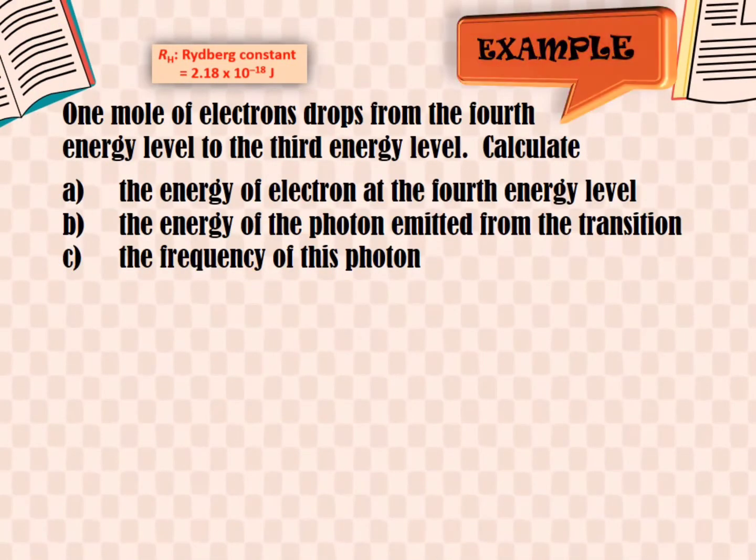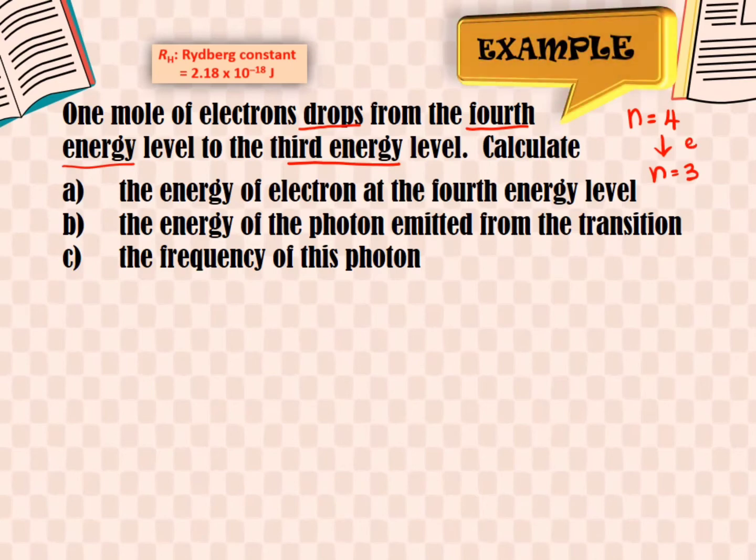Alright guys, so now we look at the example, how to use all the formula that I show you just now. So this is the first example. What we need to do is read the question first and take out all the information. So 1 mole of electron drops. Drops maksudnya from higher to lower, from 4th energy level to 3rd energy level. It means that the electron drops from 4th energy level, n equal to 4, to n equal to 3.